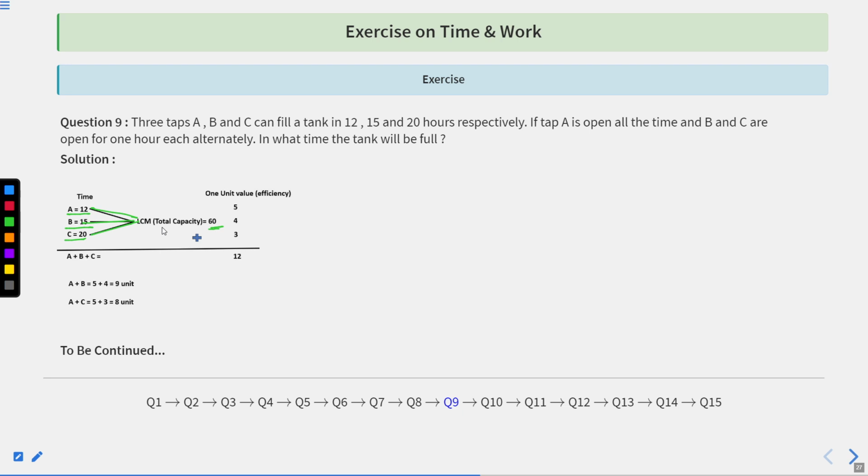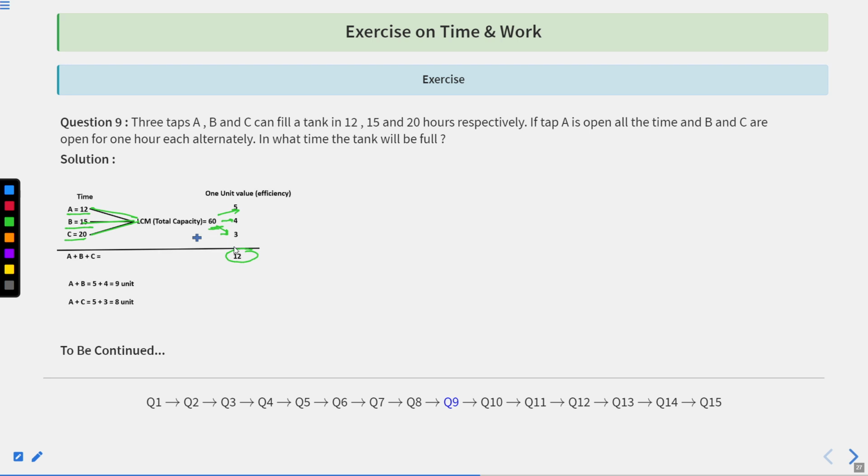So what is the efficiency of A? That is how many units of the tank are filled by A in each hour. That is efficiency for us. So it is 60 divided by 12, that is 5 units. 60 divided by 15 gives 4 units, the efficiency of B. And 60 divided by 20 gives 3, which is the efficiency of C. So the combined efficiency will be the sum of the efficiencies of A, B and C. That is 5 plus 4 plus 3, and it is equal to 12.